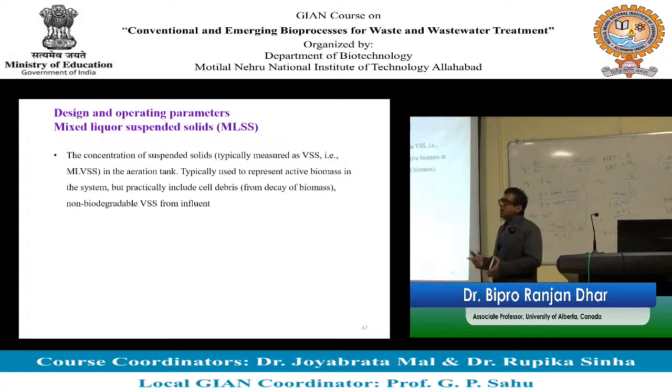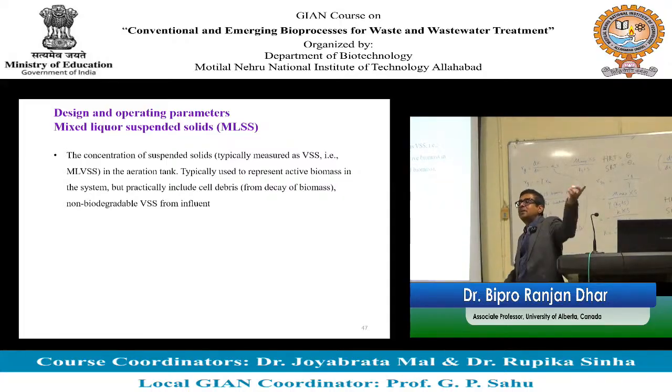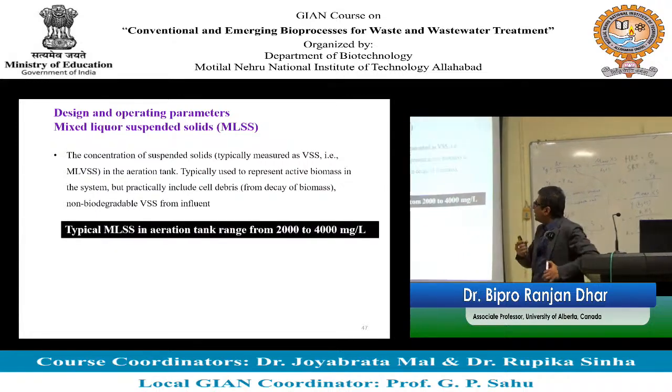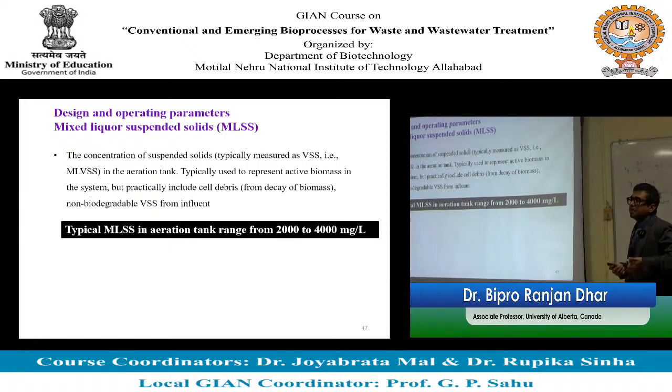Another term we mentioned is mixed liquor volatile suspended solids. Again, this is more for biomass, but why do we call it mixed liquor? Because biomass is mixed with other stuff. There is dead biomass, and there are some volatile suspended solids coming with the incoming wastewater. So everything is mixed together, and that's why it's called mixed liquor. But the major portion is active biomass. The typical range for MLSS in the aeration tank is 2000 to 4000 milligram per liter, the active biomass concentration you have to maintain in the system.